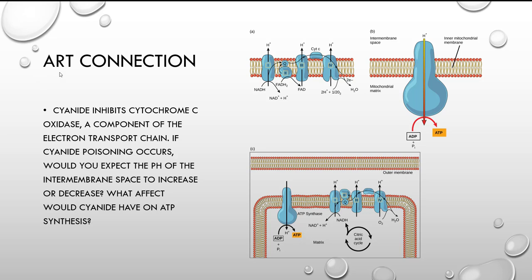So here is a question from your textbook. This is an art connection question. Cyanide. You've probably heard of cyanide. It's a type of poison. It inhibits something called cytochrome C oxidase, which is a component of the electron transport chain. So if cyanide poisoning occurs, would you expect the pH of the inner membrane space to increase or decrease? What effect would cyanide have on ATP synthase?